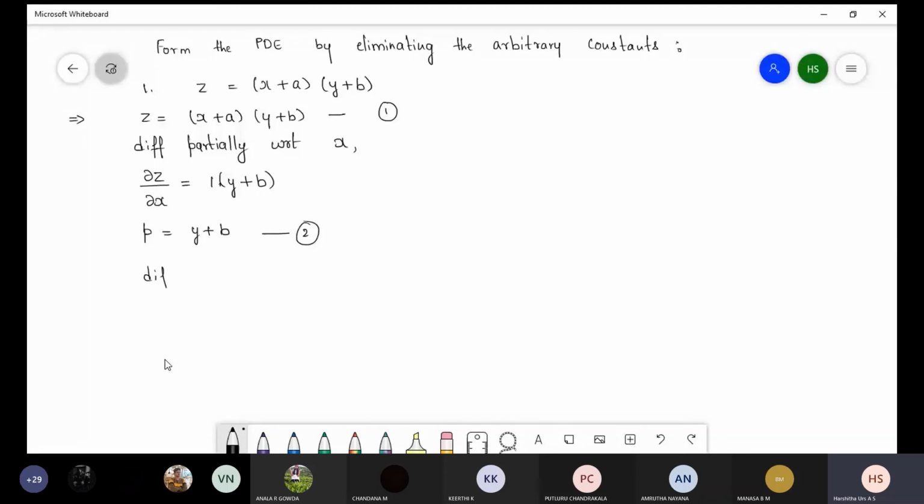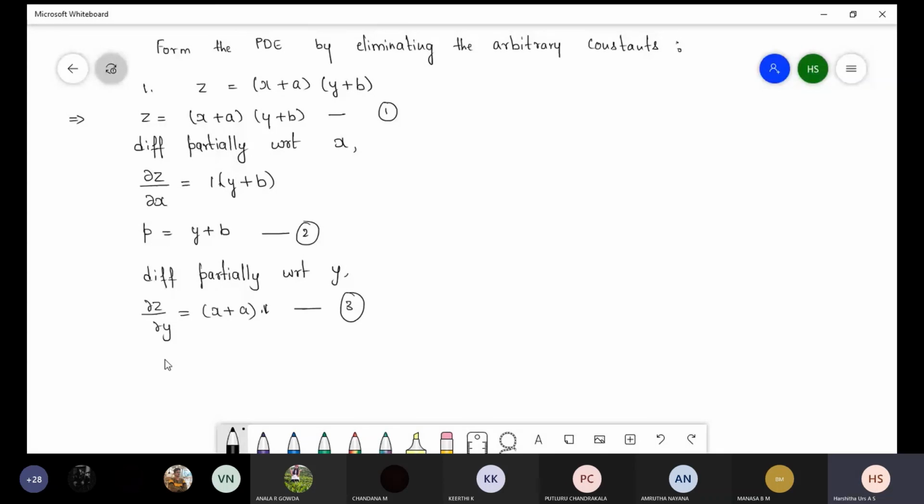Next, differentiate partially with respect to y. What will come on the left side? Z with respect to y partially. With respect to x means dou z by dou x. What about with respect to y? Dou z by dou y. Yes, very good. Here I write x plus a as a constant term. What is the differentiation of y partially? 1. Yes, very good. So call this one equation 3.